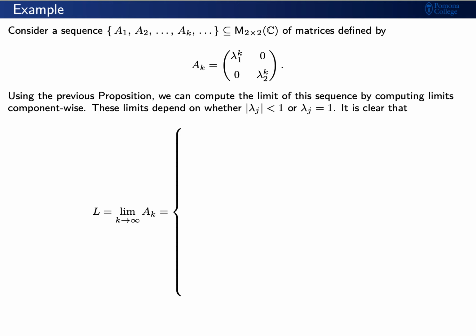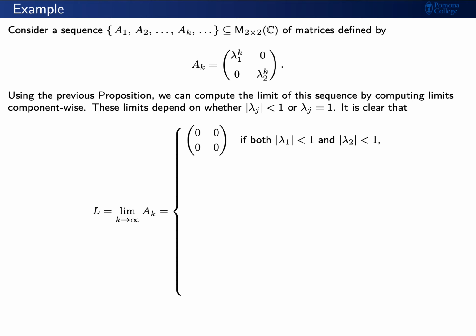Let's take a look at when the absolute value of each lambda is less than 1, or each of our lambdas is equal to 1. If the absolute values of both lambda 1 and lambda 2 are less than 1, we've just proven that the limits for lambda 1 to the k should be 0. So our matrix in this case has limit 0. Next, if lambda 1 equals 1 while the absolute value of lambda 2 is less than 1, our limit will be the matrix 1, 0, 0, 0.